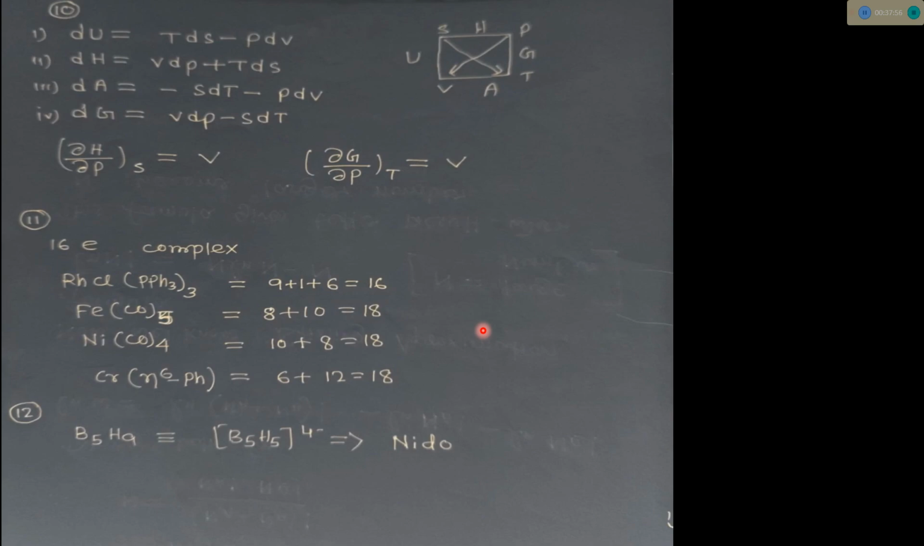We see this kind of complex in Wilkinson catalysis. In Wilkinson catalysis, this rhodium chloride triphenylphosphine species is the main form of the active catalyst. We will see this kind of complex in Wilkinson catalysis. So in this question, the correct answer is this one, which is the 16 electron species or 16 electron complex.